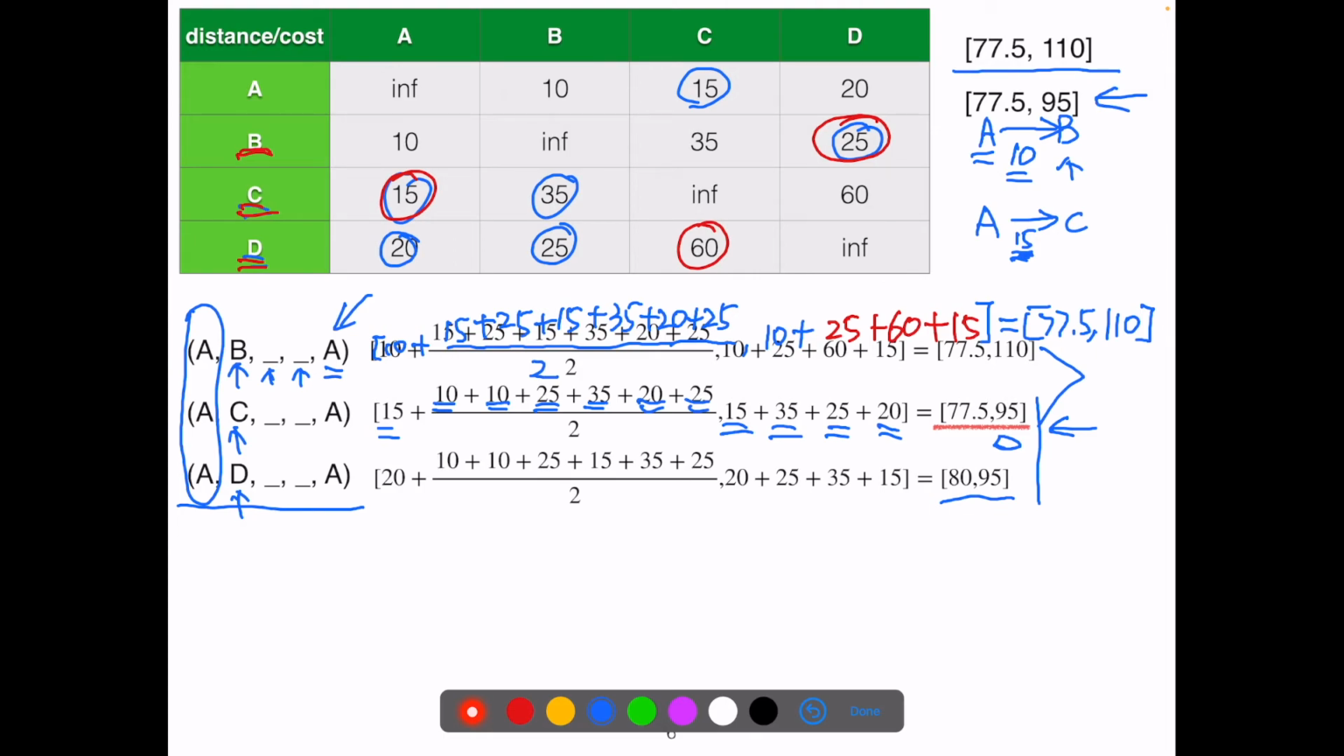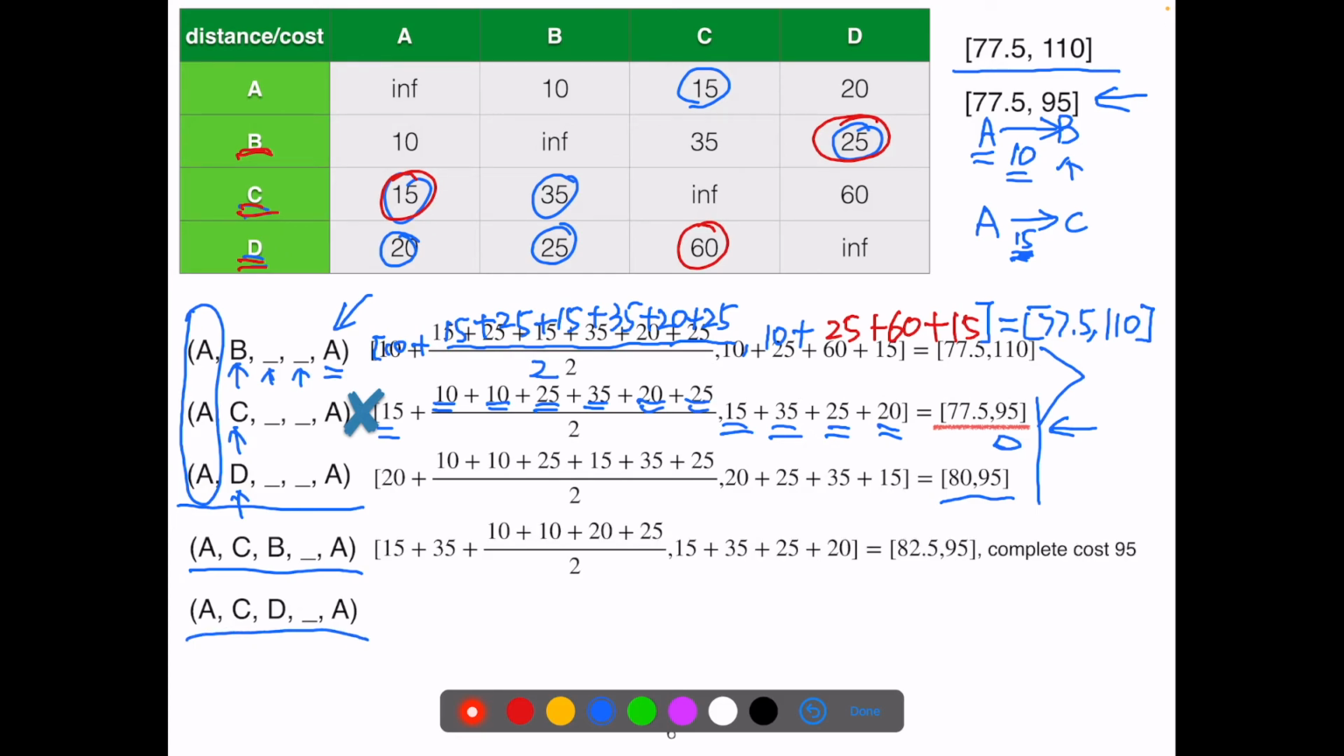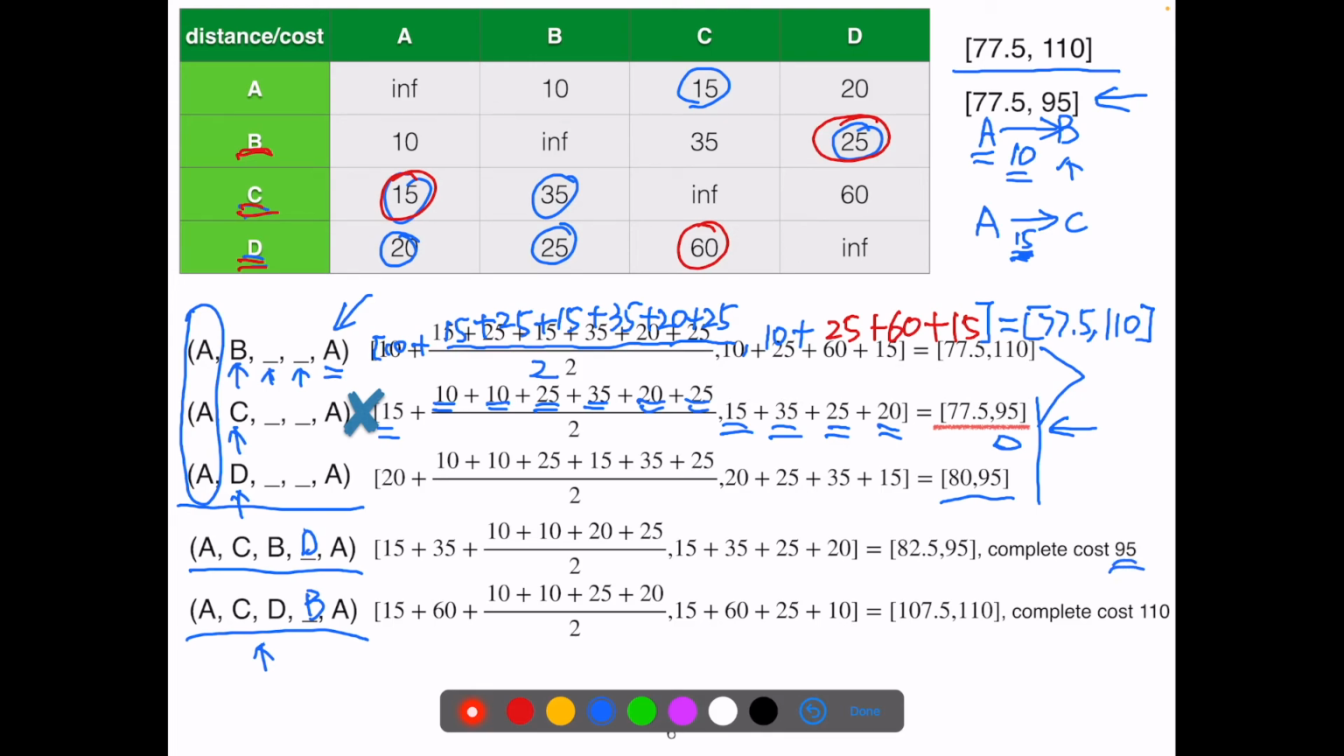Now we extend the second partial solution, and then we can cross it out. And the two possible extensions are these two. So same idea, we can compute their upper and lower bounds. Notice that these two solutions are actually complete solutions, because once we have decided ACB, the fourth city will have to be D. And for this one, the fourth city will have to be B. You can compute their complete costs. That's 95 for this one and 110 for the second one.